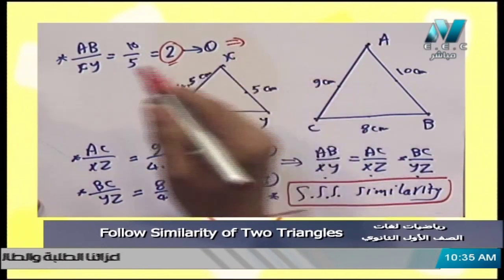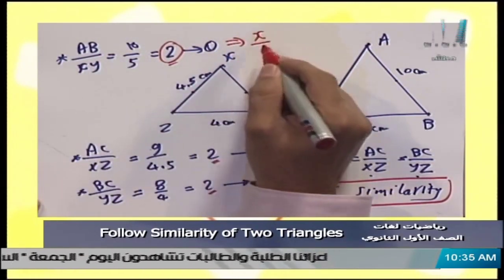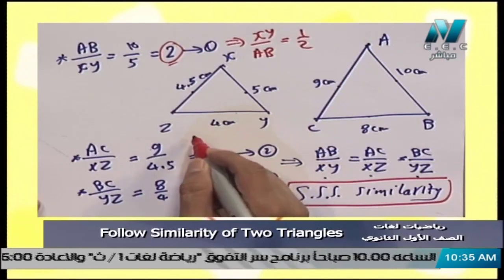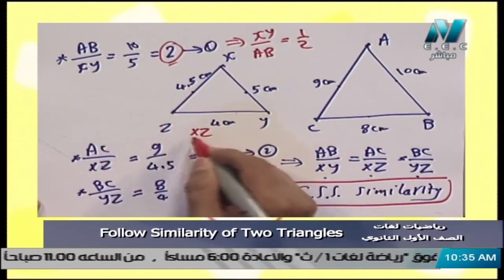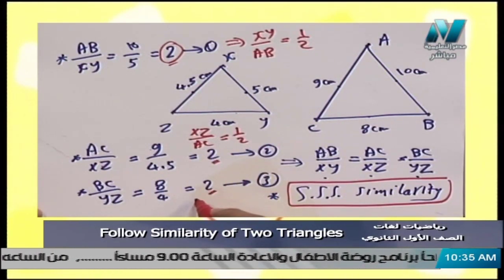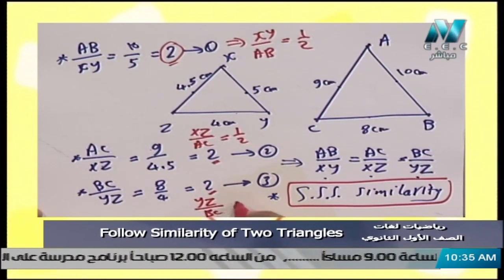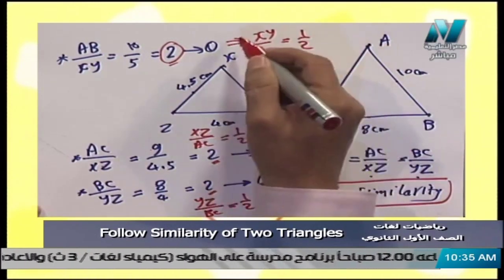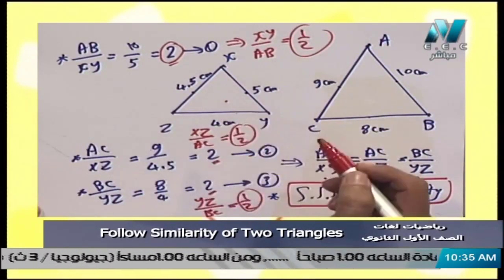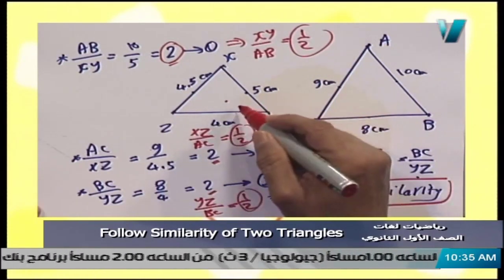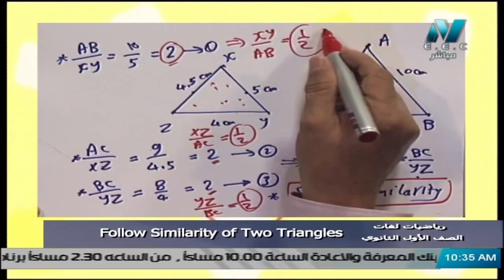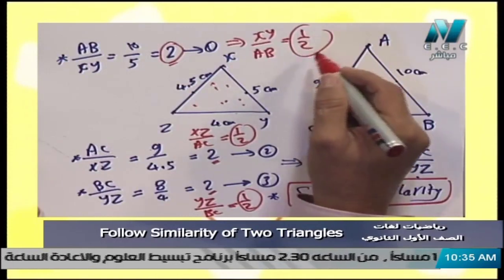And if we find the reciprocal of this ratio, XY over AB will be half. And of course, XZ over AC will be half. And finally, YZ over BC equals half. So the three ratios here also will be equal. And we can say that triangle XYZ is shrinking relative to triangle ABC because the ratio of similarity here is smaller than 1, or between 0 and 1.